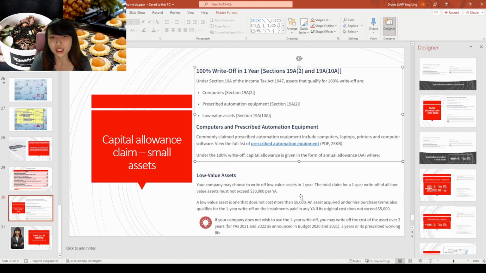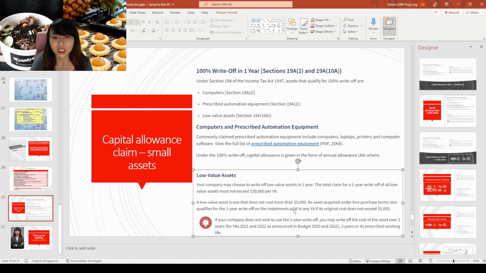However, if you actually buy an asset that is not a computer or not a prescribed automation equipment, then you can only claim it under this thing called the 3 years one, the accelerated 3 years. So let's say you buy a 120k asset, then you can claim 40k each year. So 40k this year, 40k next year, 40k the following year. Okay, so that's for capital allowance.